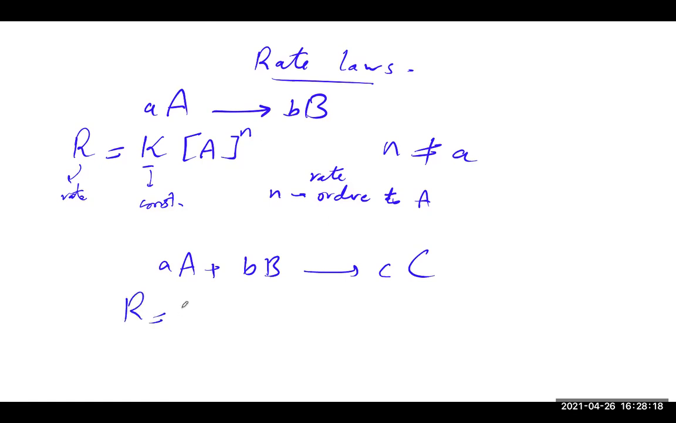So the rate will be equal to K times the first reactant to the power of N, times the second reactant to the power of M. Sometimes they could have the same order and sometimes not. So N, which is the order of the reactant, is a whole number. So it can take 0, 1, 2, 3, 4, and so on.